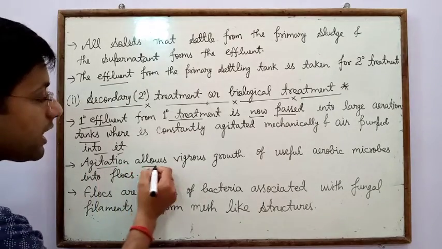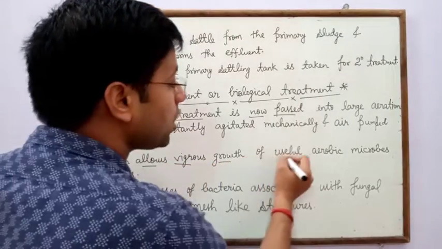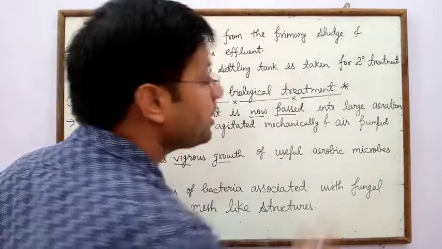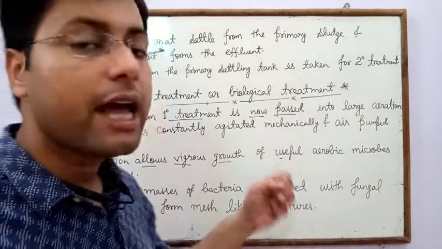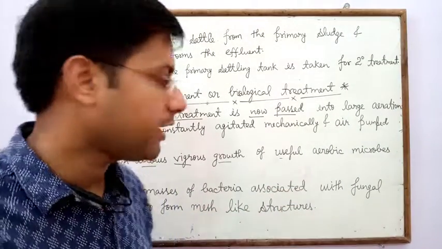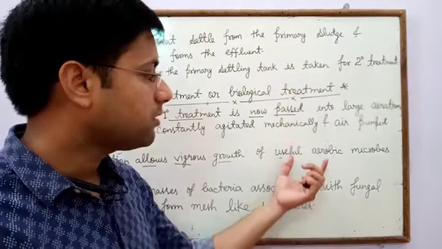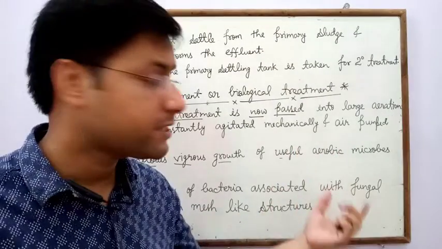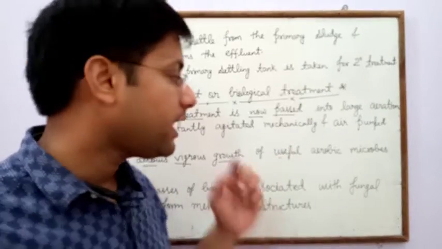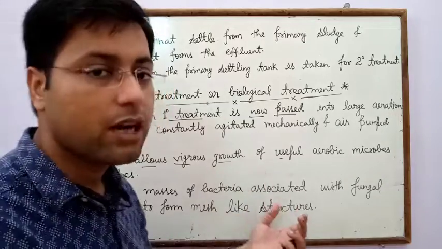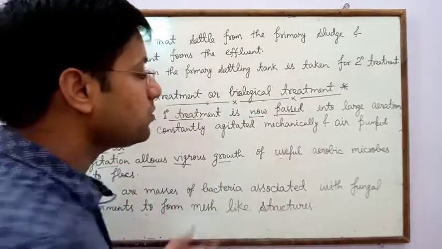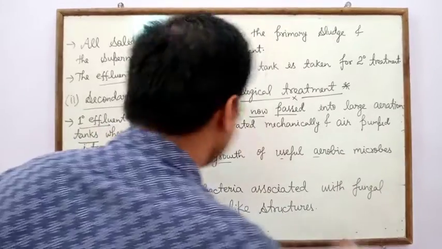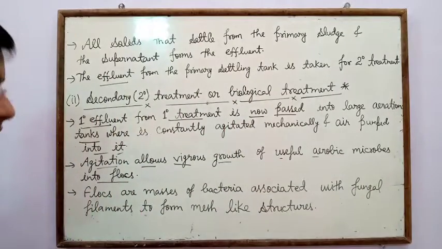Agitation allows vigorous growth of useful aerobic microbes. There are two types of microbes, aerobic microbes and anaerobic microbes. Aerobic microbes work in the presence of oxygen, while anaerobic microbes work in the absence of oxygen. So agitation allows vigorous growth of useful aerobic microbes into flocs.